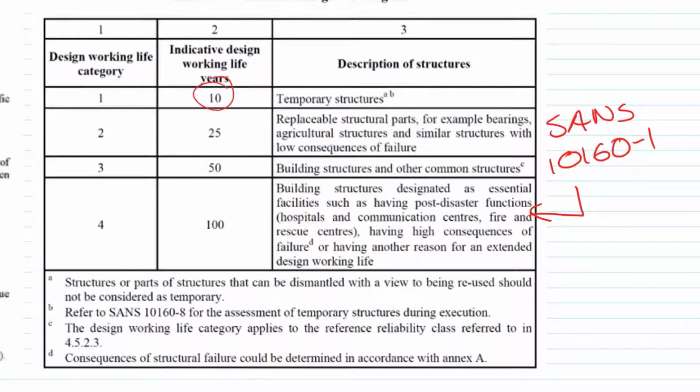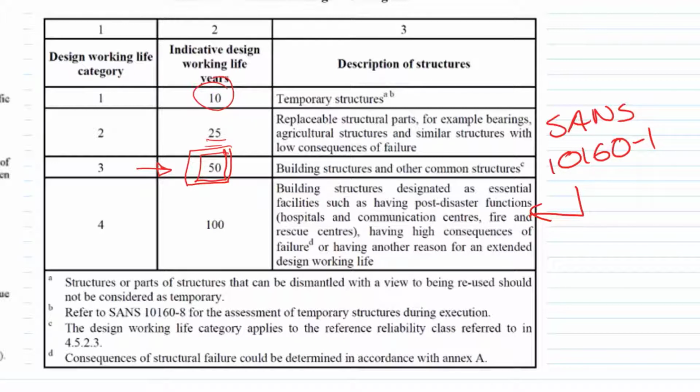If you have replaceable structural parts, for example, bearings, agricultural structures, and similar structures with low consequence of failure, you'll have 25. In general, we use 50. If not told otherwise, that's pretty much your standard structural period. So most buildings we design are for a 50-year period.